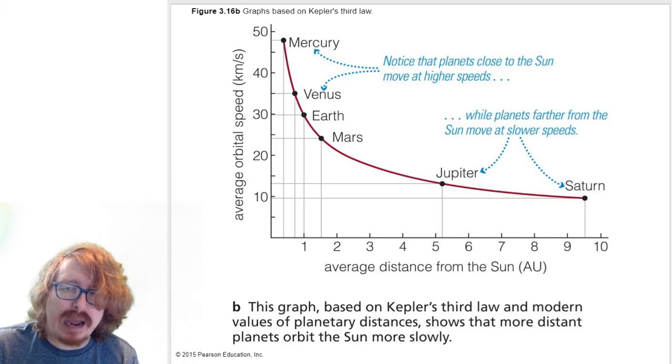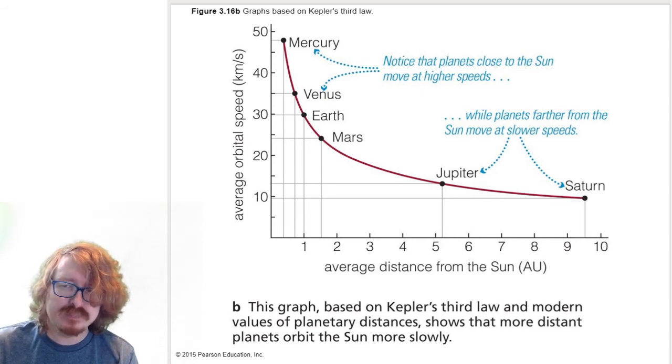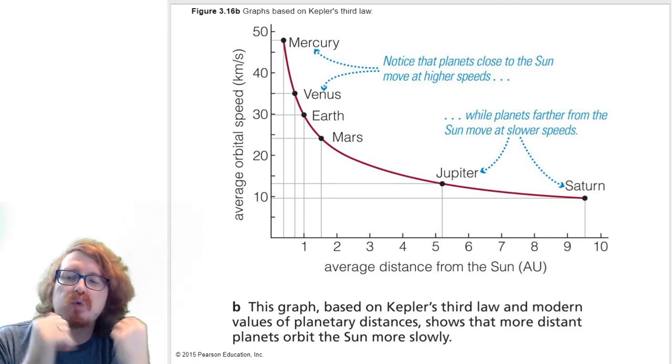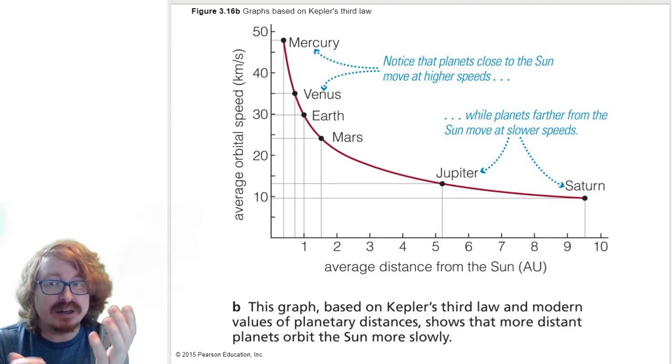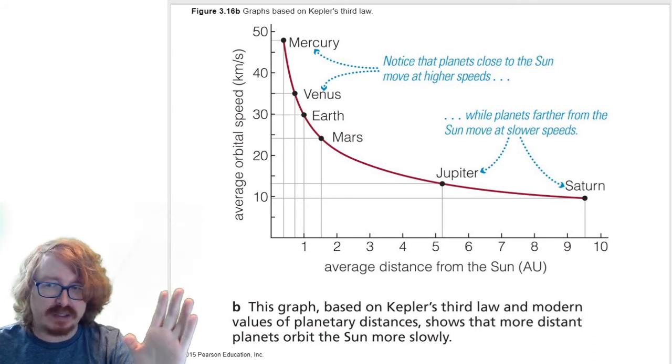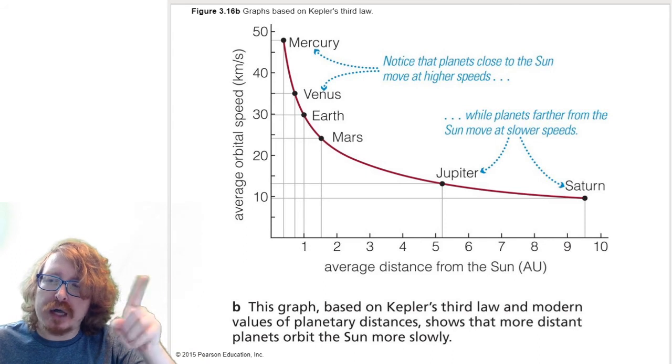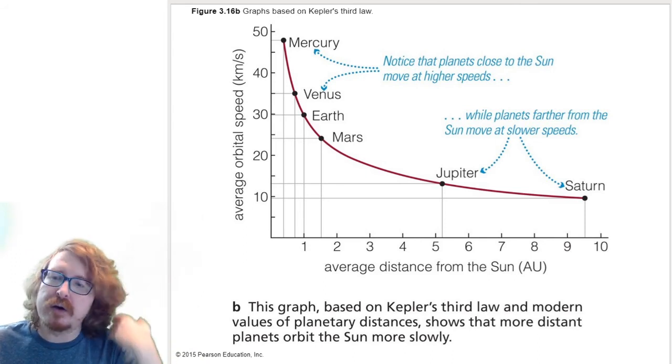It's because Kepler didn't know why. He didn't know why planets went faster when they went closer to the sun. He just watched them and saw that they did. And he's explaining what the orbits do, not why. That's why these are called laws, okay?